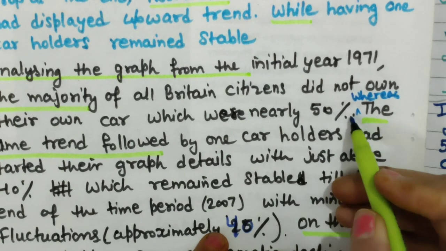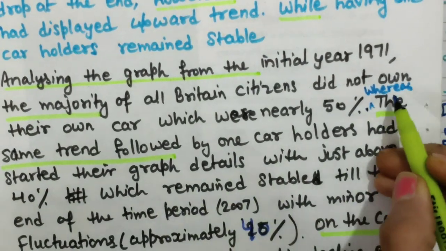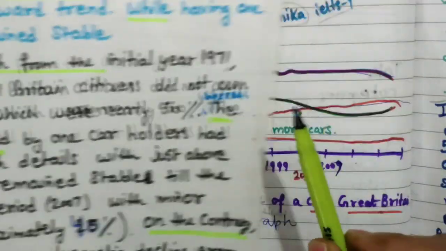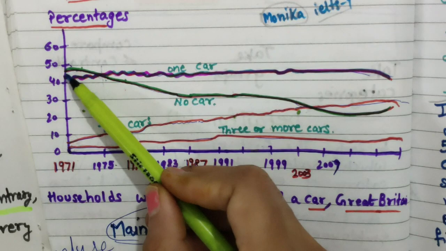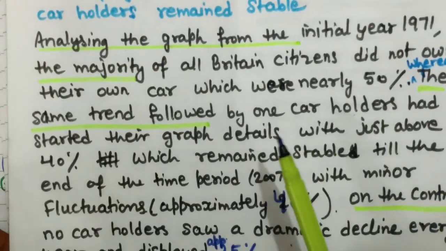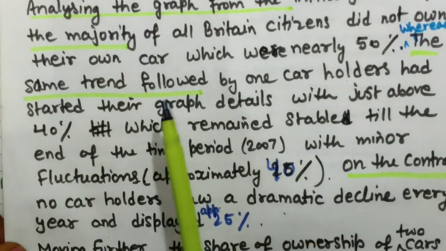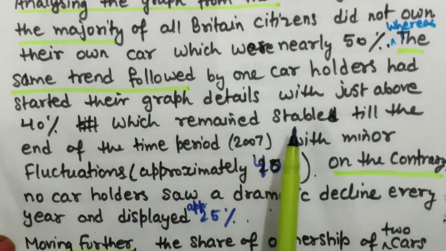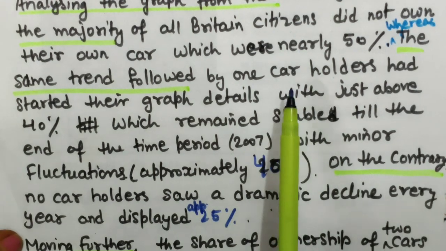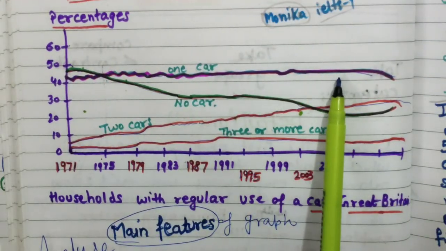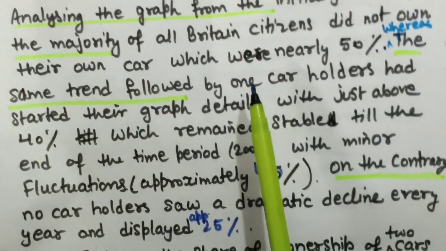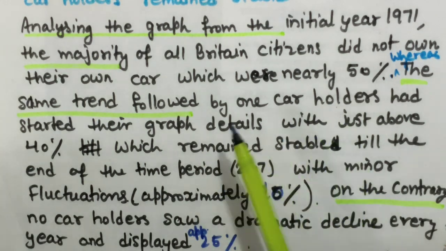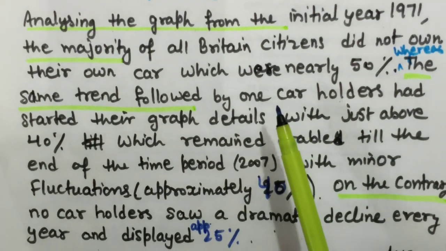So full stop is here, after that whereas, now T is small, the same trend followed by one car holders. See this, one car holder, this is no car holder, we are describing this 1971. One car holders had started their graph details with just above 40%, which remained stable. Now I have finished this line in one sentence, so I will not explain this line, one car holder, in the next paragraph. So I have just completed the details of the one car line graph.